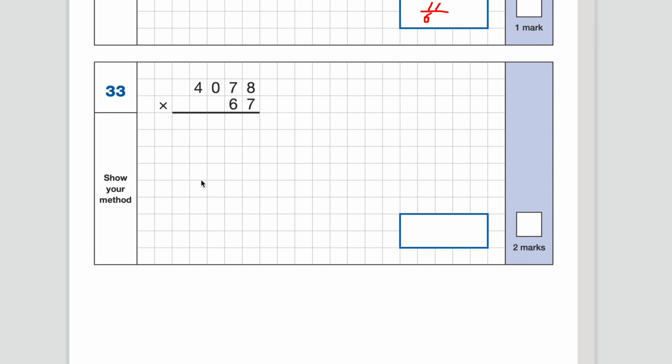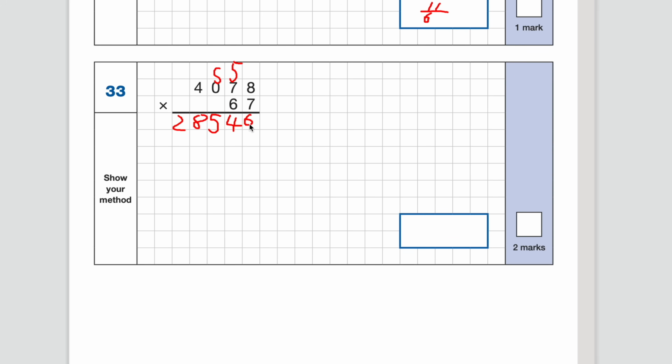Number 33, it's another long multiplication. So remember, we start with the ones. What is 7 times 8? It's 56. Put our 6, carry the 5. 7 times 7 is 49, plus the 5 is 54. Carry the 5. 7 times 0 is nothing, plus 5 is 5. 7 times 4 is 28.